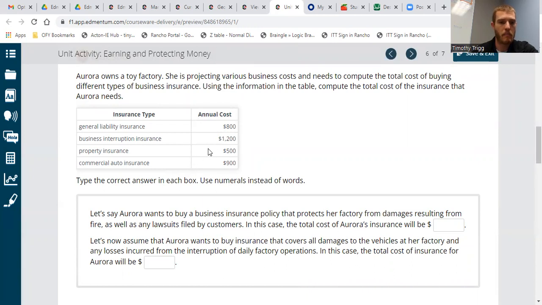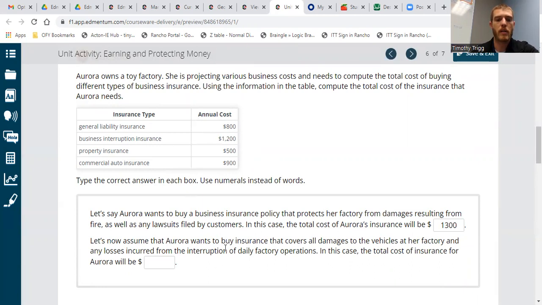Well, that would be the property insurance. Okay, property insurance, so 500. Plus, she wants to be covered for lawsuits. That's the liability insurance. So add those two together and that'll go here. So that'll be 1,300.